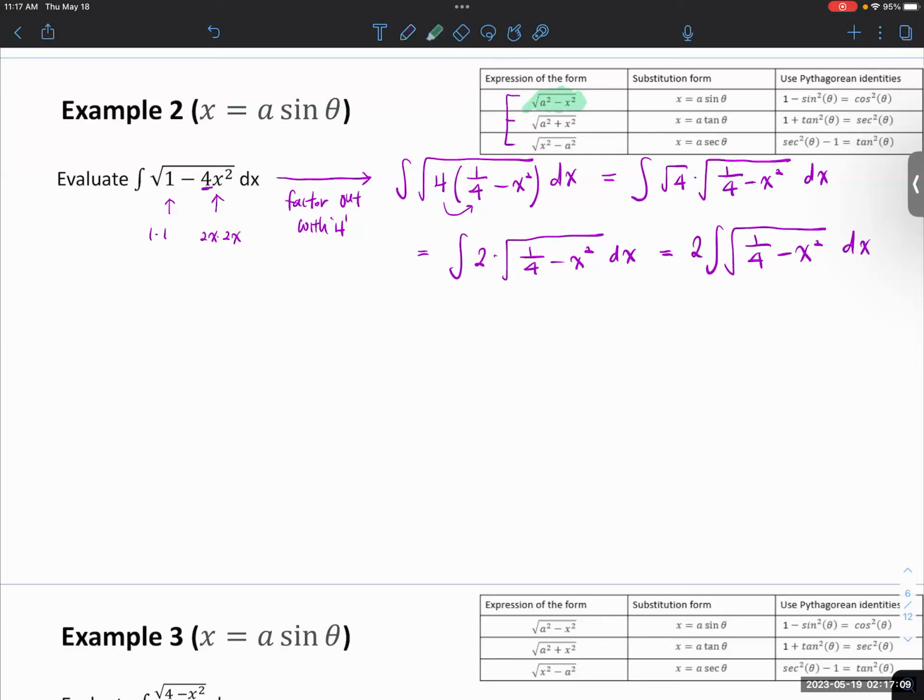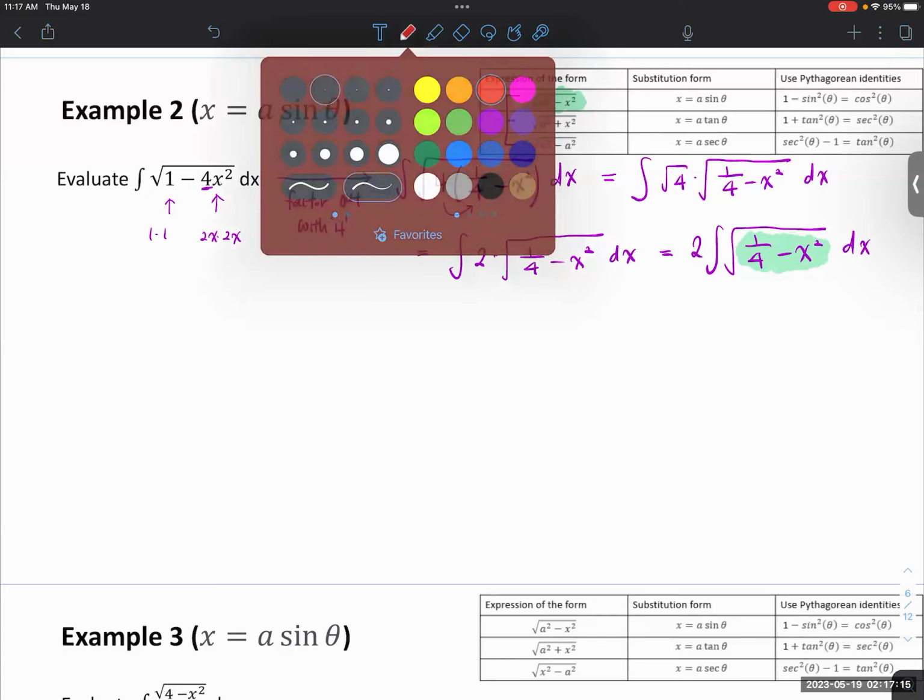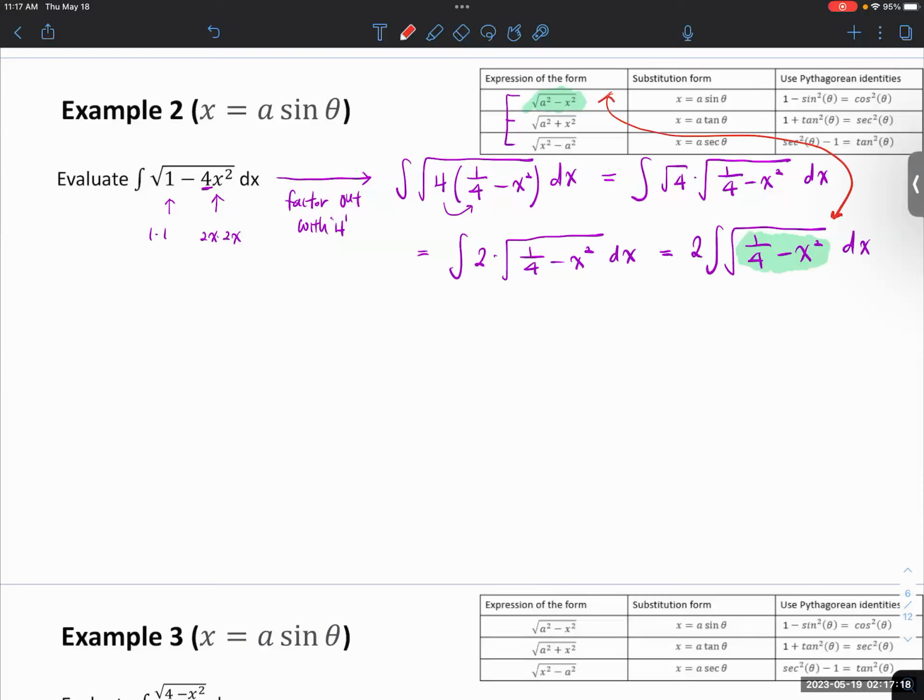This is exactly what I want. These are going to be matching together, right? Because now, what is a? A squared is 1 over 2 times 1 over 2, so a is going to be 1 over 2, correct? And I don't see any coefficient in front of the x squared. This is a perfect correspondence. So this is x times x, and x is going to be a times sine theta. So your x is going to be 1 over 2 times sine theta.